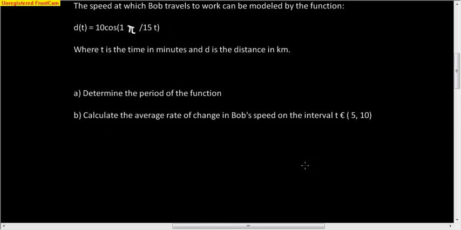Now, the speed at which Bob travels to work can be modeled by the function d equals 10 cos(pi over 15 t), where t is time in minutes and d is the distance in kilometers. Now, the 10 over here would be the amplitude. As you can see, it's a cosine function, and the k value is pi over 15. We don't have to worry that much about the cos and the 10, the amplitude, but we must take the k into consideration for determining the period.